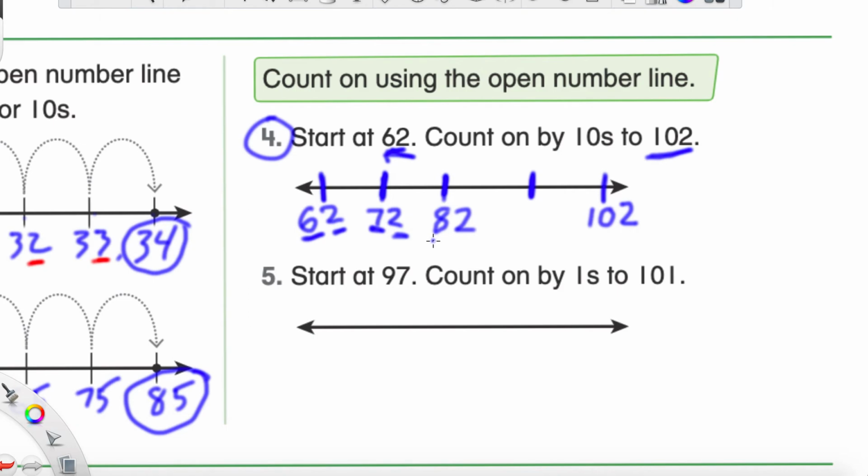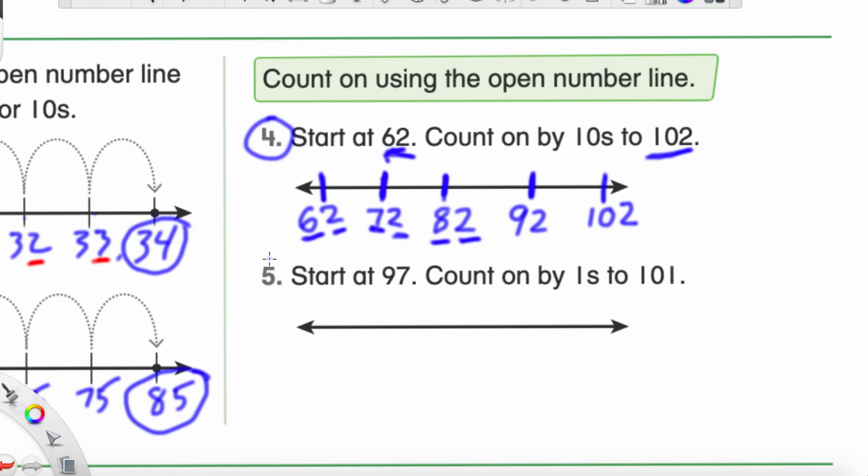And what's 1 more than 8? Well, it's 9. And remember, we keep that 2 in the ones house. And we're done. That's it. So you should have 62, 72, 82, 92, and then it ends at 102.